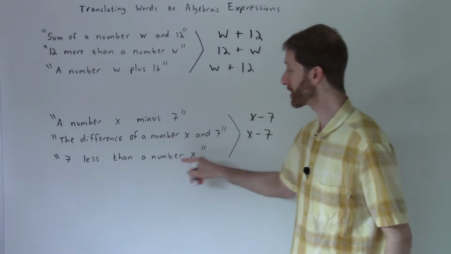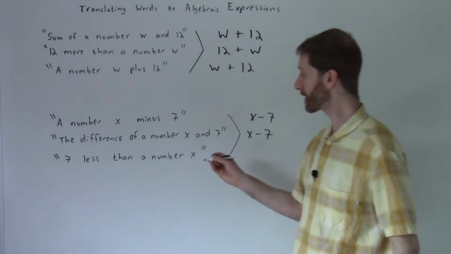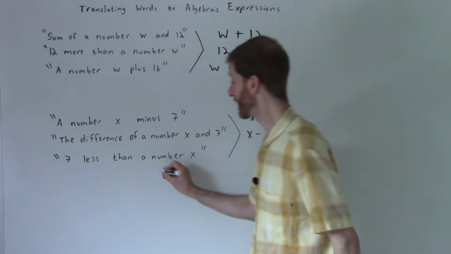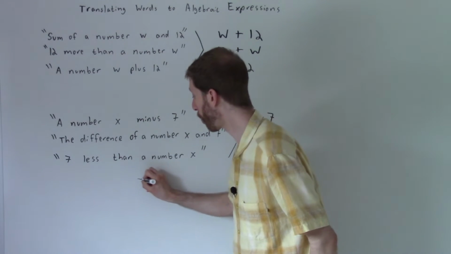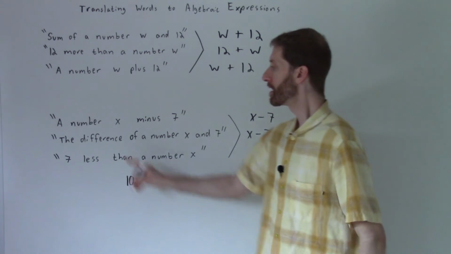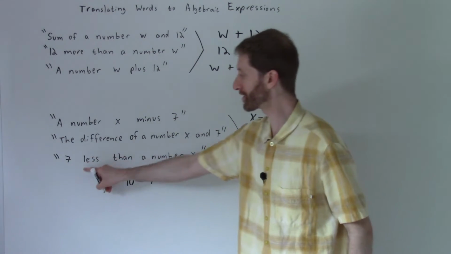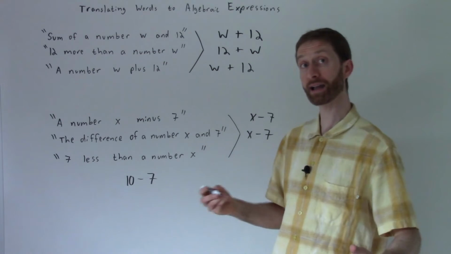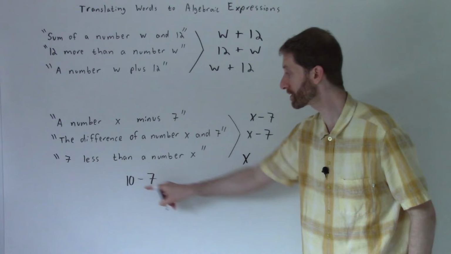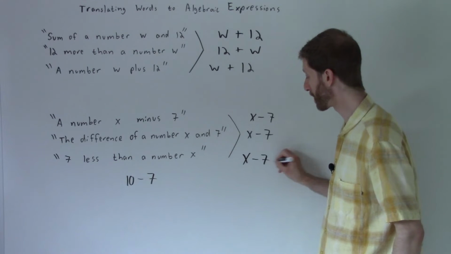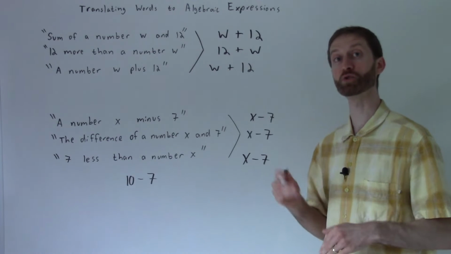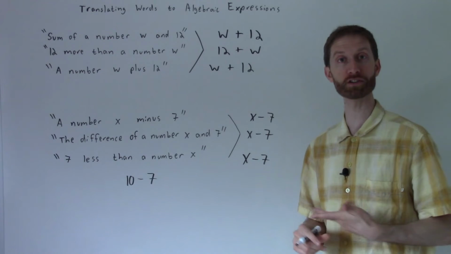This one often confuses people with the order of how to write it, but it's not bad. 7 less than a number X. Well, the way I think of this is, if I have 7 less than 10, that would be taking 7 away from 10, or doing 10 minus 7. Now, if I have 7 less than a number X, the number X is like that number 10 in the last piece, so we're taking 7 away from it. We are going to look in the next clip at how to translate multiplication and division.